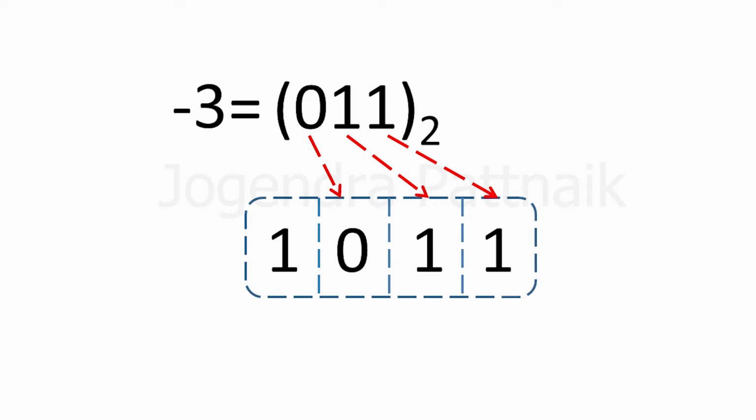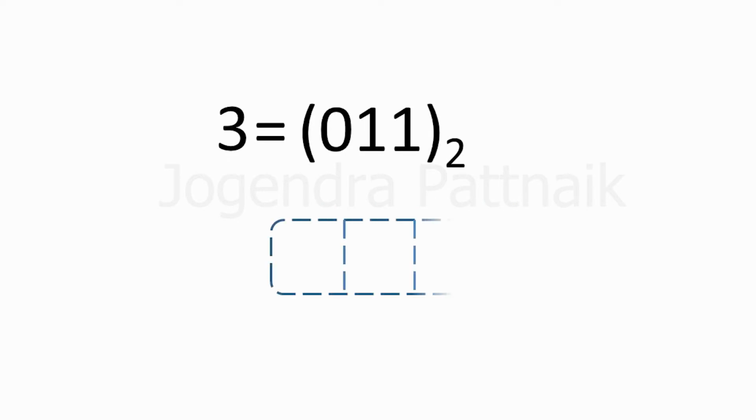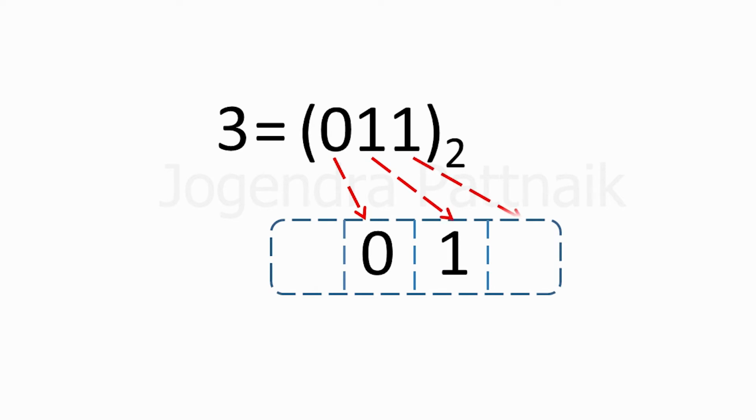Let's discuss the ones complement representation. Remember, the positive number representation is the same as the sign magnitude representation. Let's represent decimal number positive 3 in this system. To do so, we just have to calculate the binary value, which is 11 in 2 bits representation. But as we are using a 4-bit representation, in our case we will put zeros on the remaining bits.